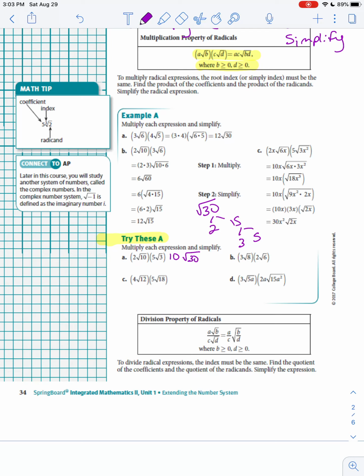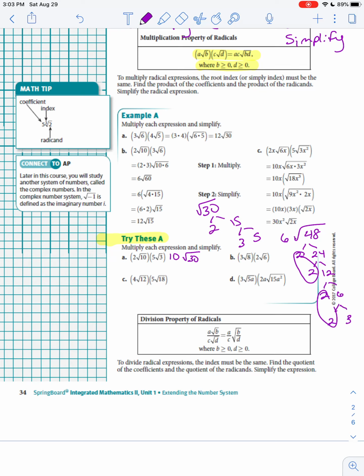Okay. But then we get over to part B. Let's do the same thing. 3 times 2 is 6, but then 8 times 6 is 48. And I do believe we can break down 48. If I do primes, it's 2 times 24, which is 2 times 12, which is 2 times 6, wow, and 2 times 3. So there's actually a bit more we can break down.